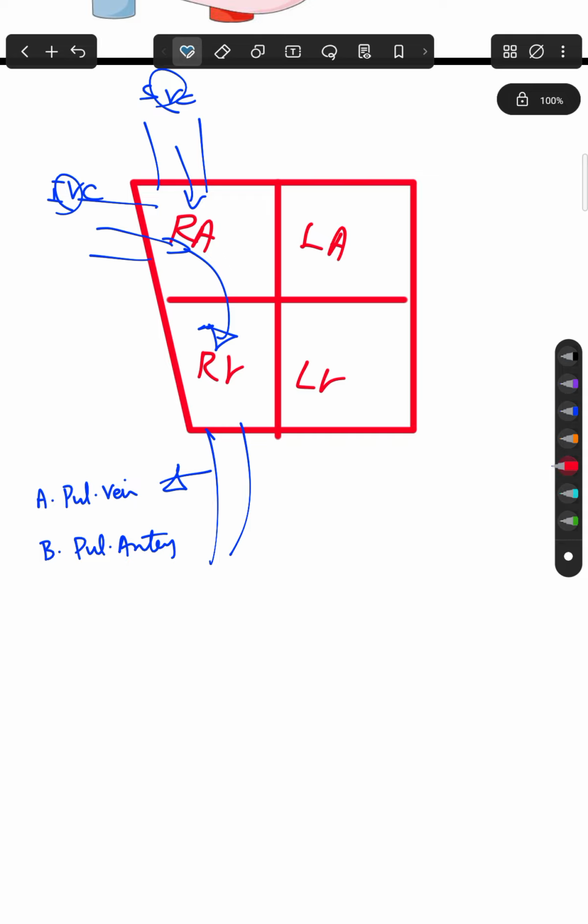All right, so the answer is pulmonary artery. Okay, the answer is pulmonary artery.